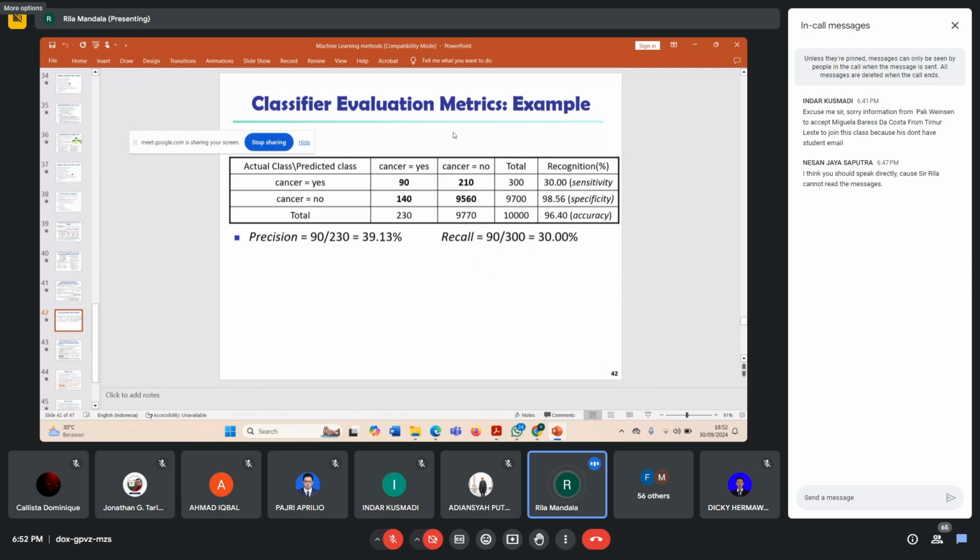Okay, next example regarding this, regarding the confusion matrix. So this is called the confusion matrix.